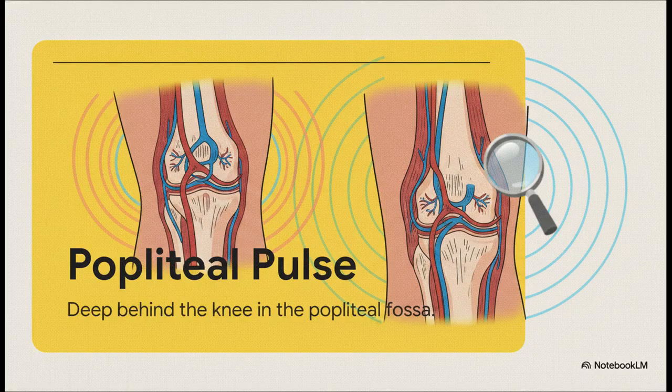Dropping further down into the lower body, we find the popliteal pulse. If you visualize the back of the knee joint, that hollowed-out area right behind the knee is called the popliteal fossa. The pulse is situated deep within this space.